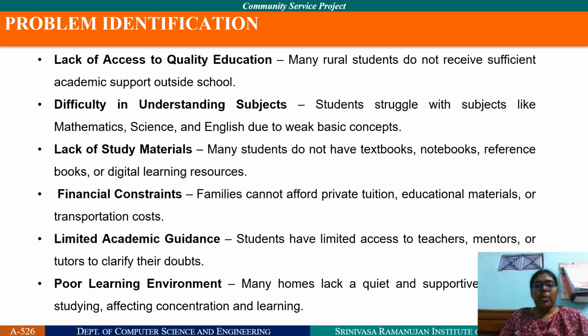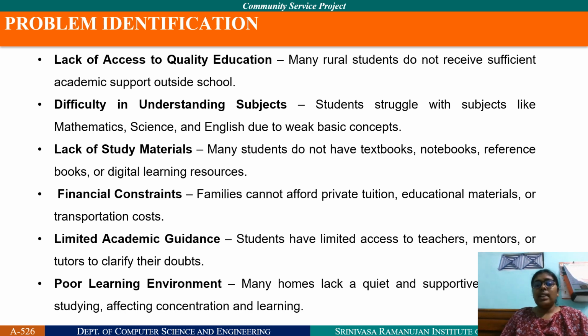So you can see now the problem identification. In that, lack of access to quality education, difficulty understanding subjects, lack of study materials, financial constraints, limited academic guidance, and poor learning environment. Lack of access to quality education means many rural students do not receive sufficient academic support outside the school. They cannot have support to learn more education in rural areas, because the students cannot take anyone's guidance. Such types of issues are there.